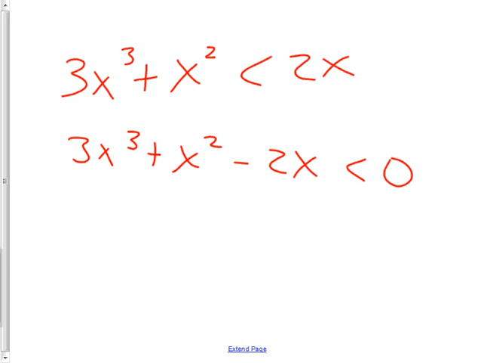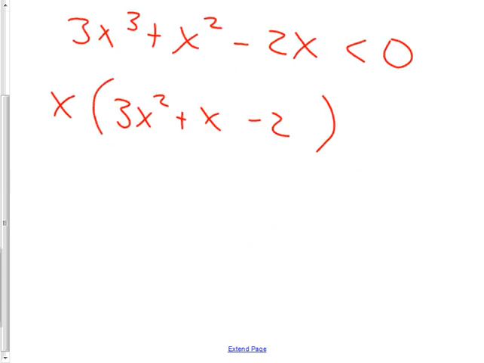A lot of people get confused because there's so many x's all over the place. So what do you do to fix that? Take an x out of everything. And what would I have left if I took an x out of everything? 3x squared plus x minus 2. And I betcha that you can factor that. Do it.